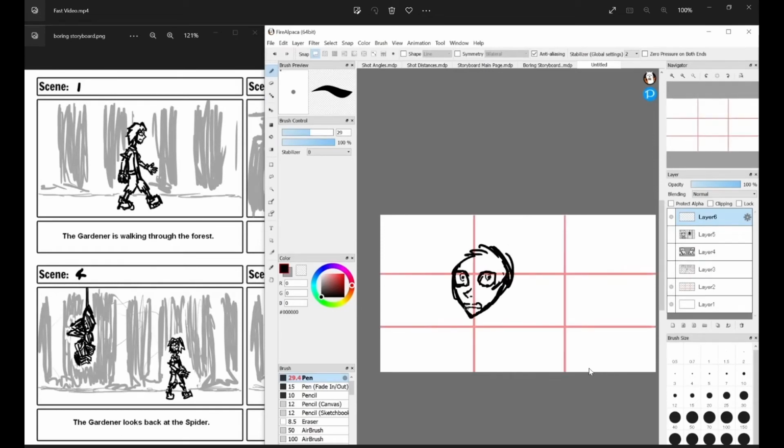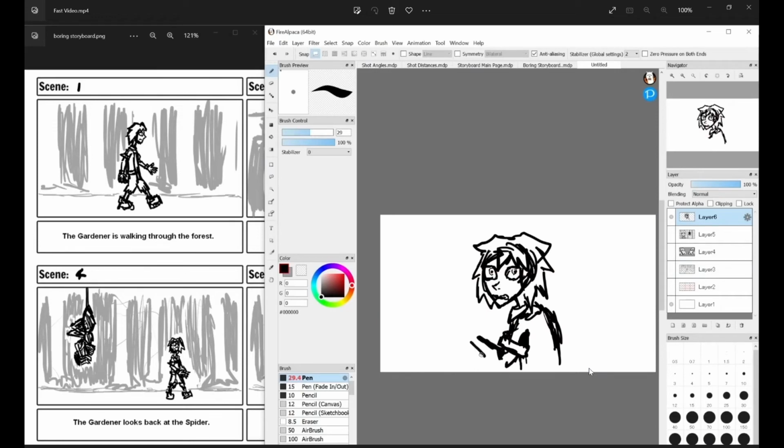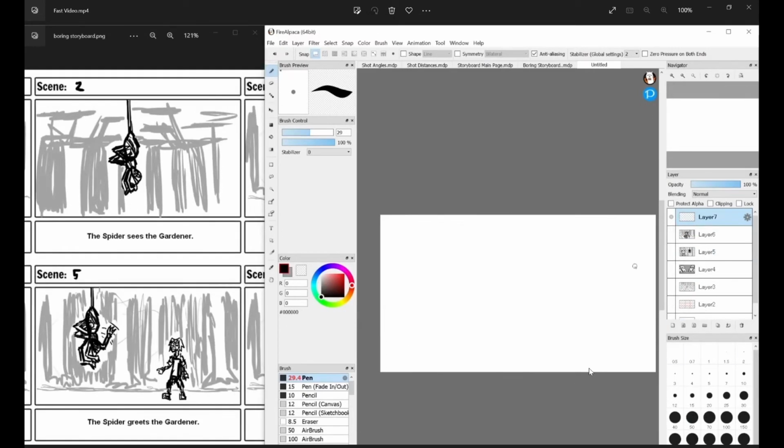And then the gardener looking back, that is a mid-shot. And so again, I bring the rule of thirds back, because that's where I want to put his face. Well, that was where I wanted to put his face, and then I decided to centralize him. And then, yeah, motion lines there to convey that he's turning around. This could have been done with the rule of thirds, off to the side or in the middle, whatever you prefer.